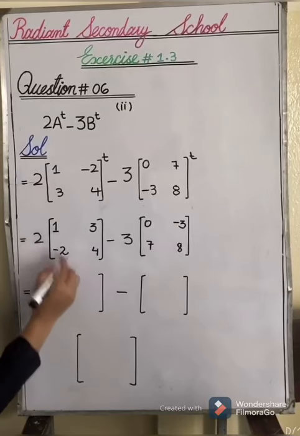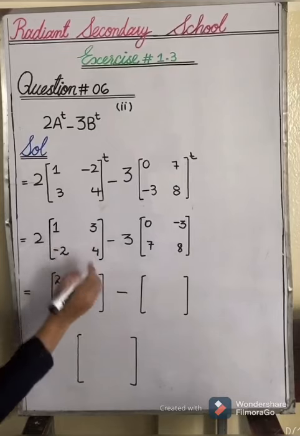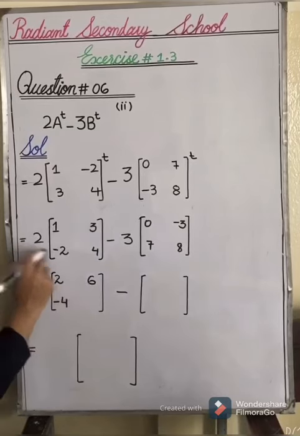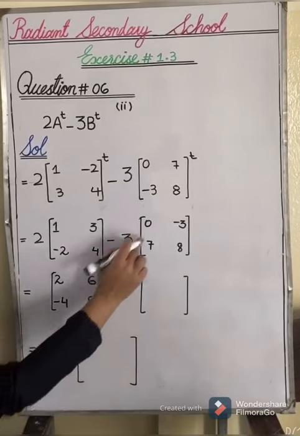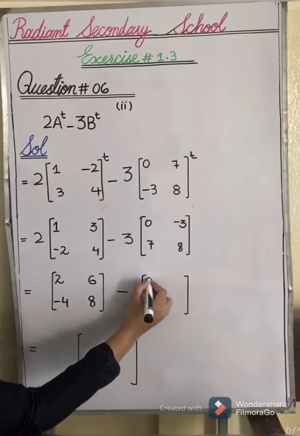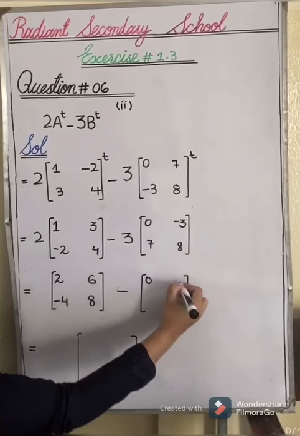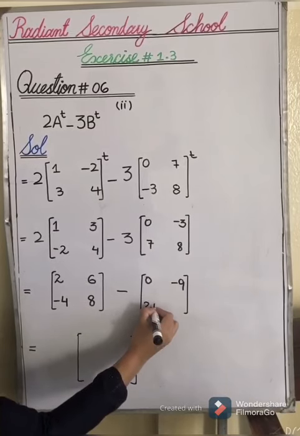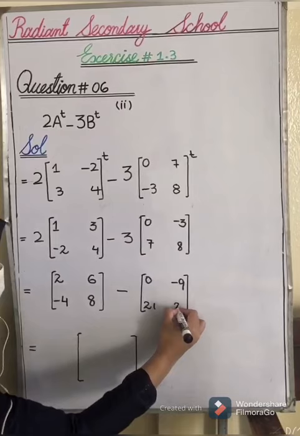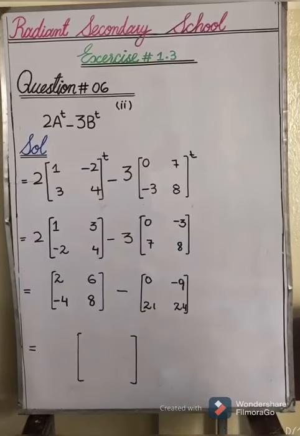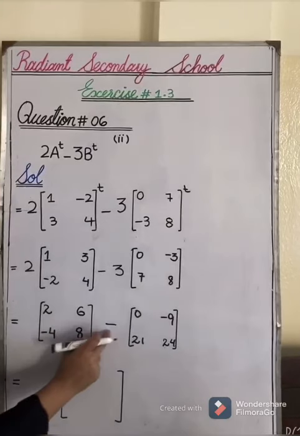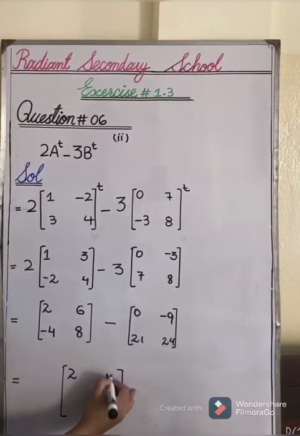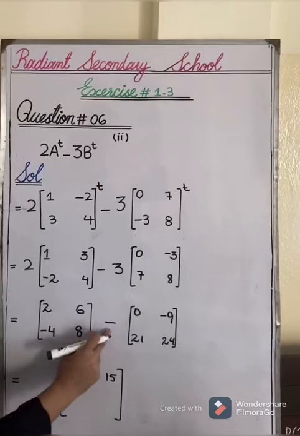So let's multiply. 2 into 1 is equal to 2. 2 into 3 is equal to 6. 2 into minus 2 is equal to minus 4. And 2 into 4 is equal to 8. Similarly, 3 into 0 is equal to 0. And 3 into minus 3 is equal to minus 9, and 3 into 7 is equal to 21, and 3 into 8 is equal to 24. Now 2 minus 0 is equal to 2, 6 minus 9 is equal to minus 3, and minus 4 minus 21 would be equal to minus 25.